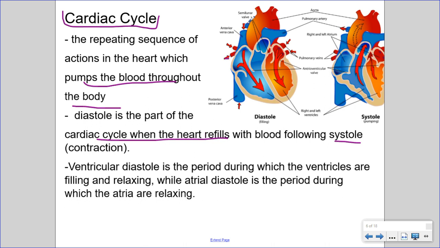So you have blood coming in from the vena cava into the atrium, which is also coming into the ventricle, and then you have blood coming in from the pulmonary vein into the atrium, which is passing into the ventricle. So the diastole can be divided into two parts. There's the ventricular diastole, which is the period in which the ventricles are filling and relaxing, and the atrial diastole is a period during which the atria are relaxing.